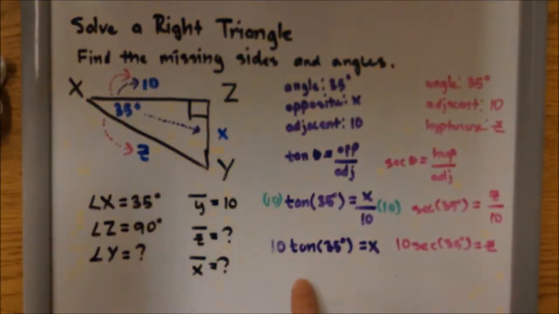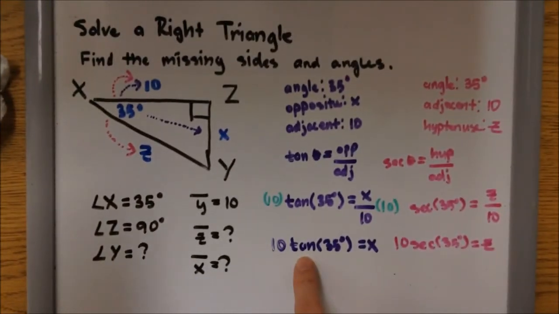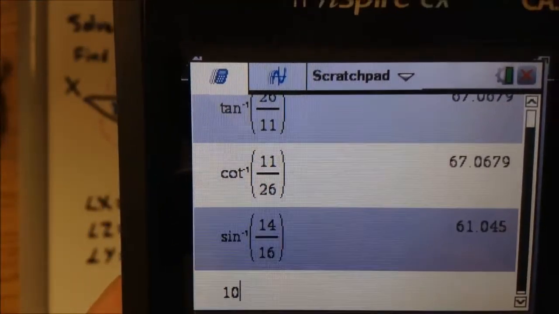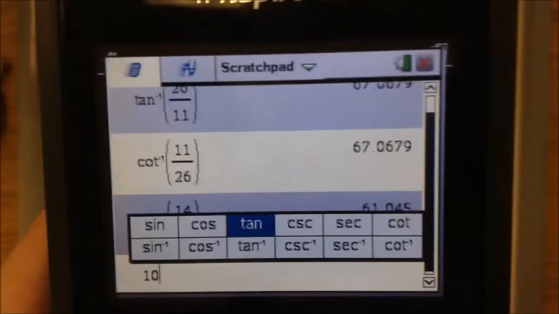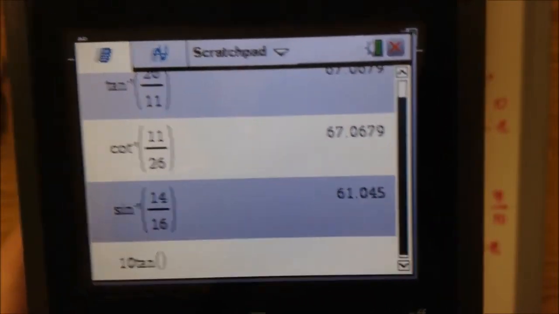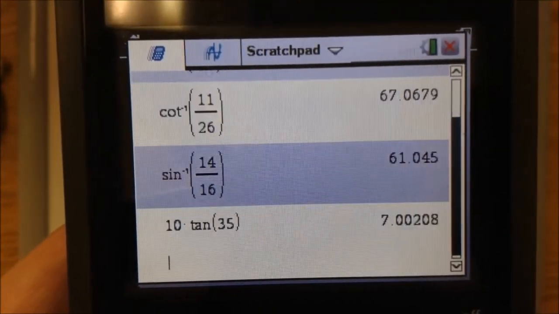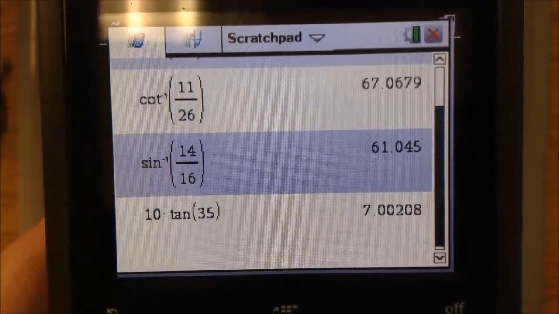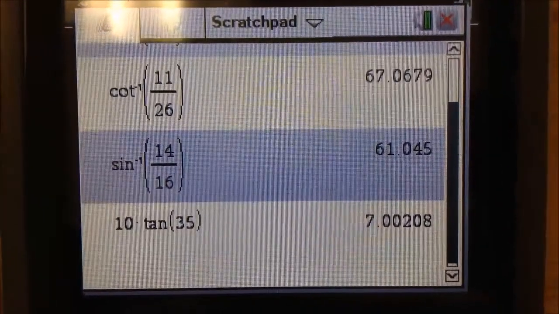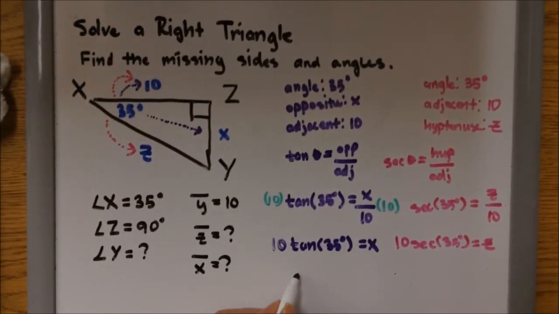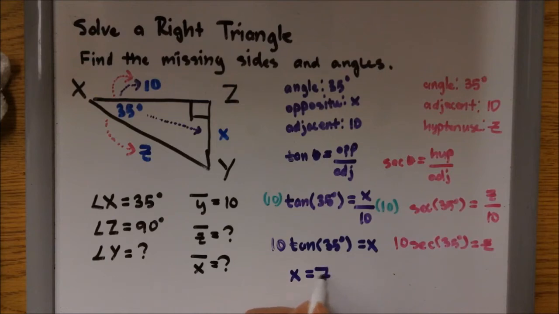Alright, so our first one is 10 times tangent of 35 degrees. So first I'm going to hit 10, hit trig, select tangent, and then put 35, exit out of the parenthesis, hit control, enter. So it's 7.00208. If I was to round that, it would be 7. So x is equal to 7.